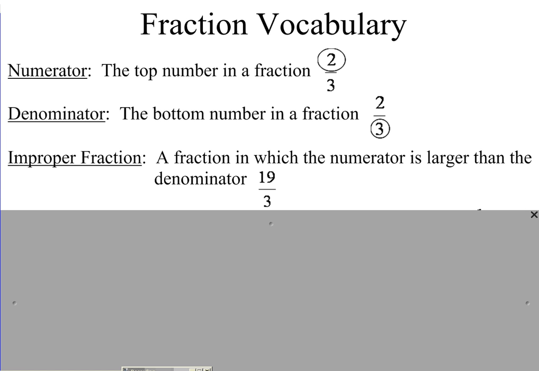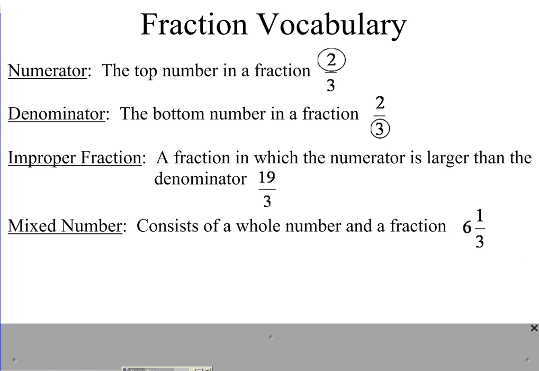An improper fraction is a fraction in which the numerator is larger than the denominator. So 19/3 represents an improper fraction. Now, don't think of the word improper as meaning something is wrong with the fraction. There is nothing wrong with leaving a fraction written as an improper fraction. In fact, it's better at this point in your math career, in algebra, geometry, algebra 2, and so forth, to leave things as improper fractions rather than changing them into mixed numbers.